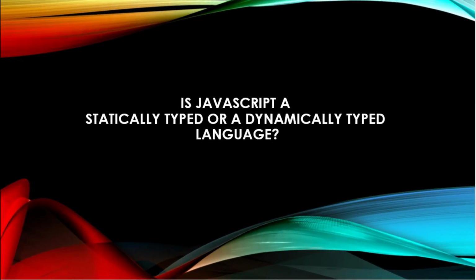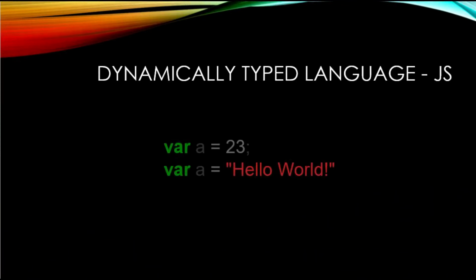Is JavaScript a statically typed or dynamically typed language? JavaScript is a dynamically typed language. In a dynamically typed language, the type of a variable is checked during runtime, whereas in a statically typed language the type of a variable is checked during compile time. Since JavaScript is a dynamically typed language, variables in JavaScript are not associated with any type. A variable can hold the value of any data type.